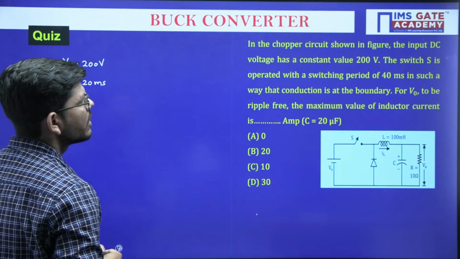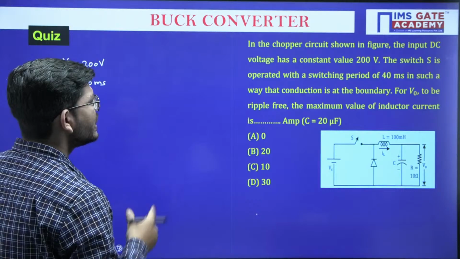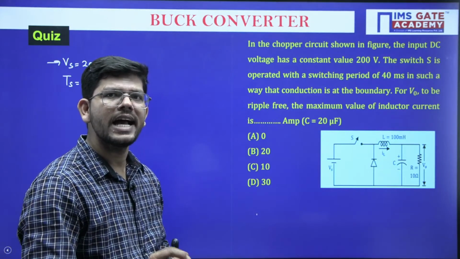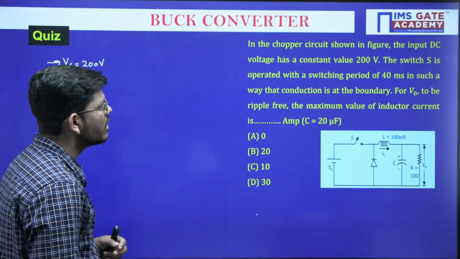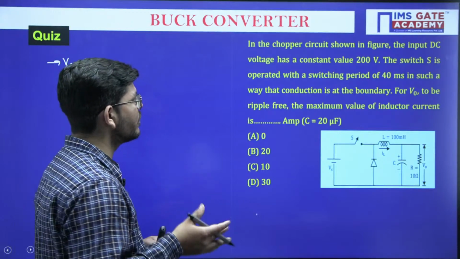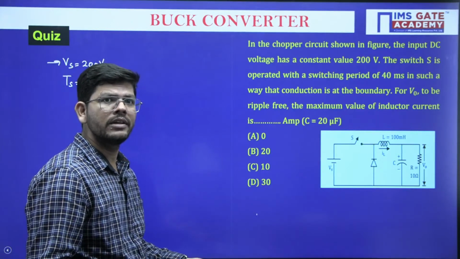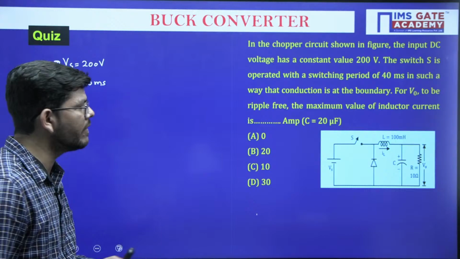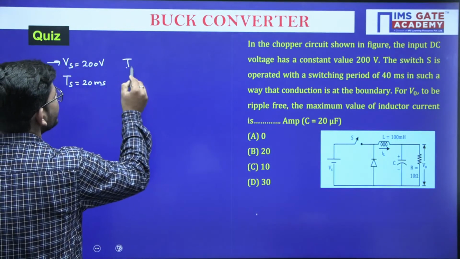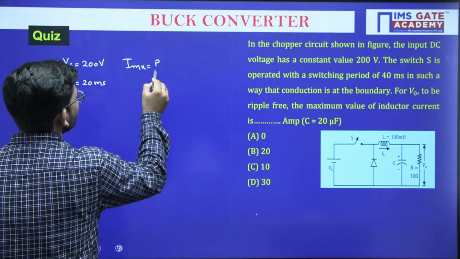Fine. The switch is operated in such a way that conduction is at the boundary. Conduction at the boundary means I minimum is 0. For V naught to be ripple free, the output voltage is ripple free. The maximum value of inductor current is what we have to find here. What will be the maximum value of inductor current?